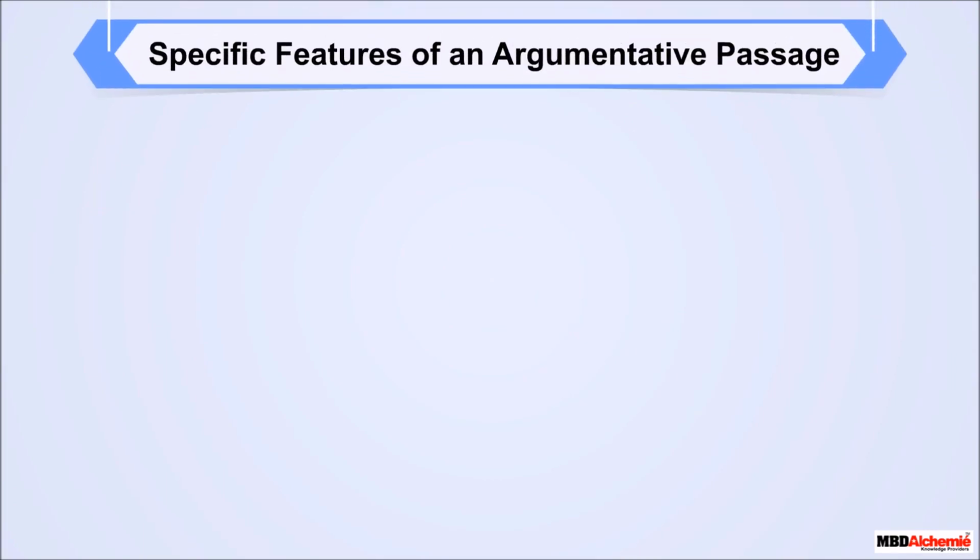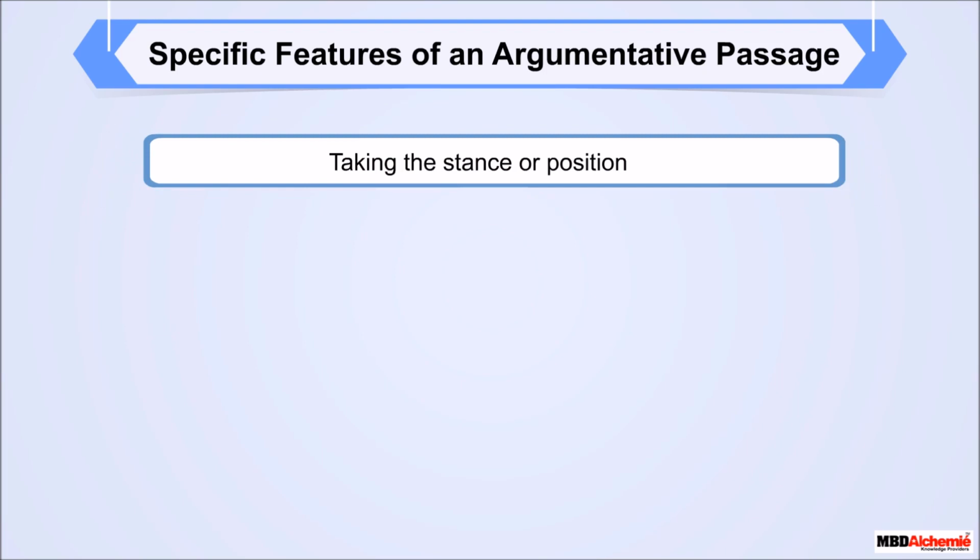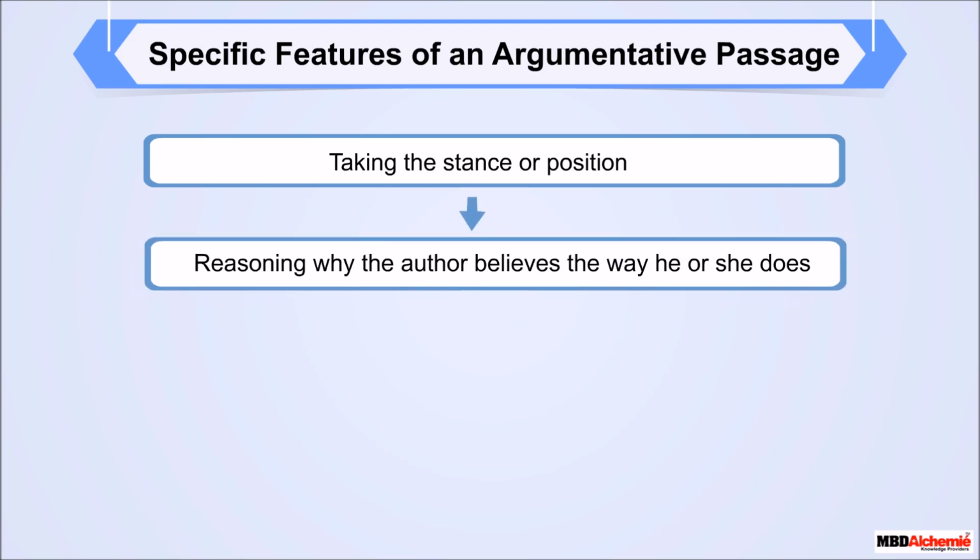Before we analyze an argumentative passage, let us first understand the specific features of an argumentative passage. The first and most important element of an argumentative passage is taking the stance or position, that is, stating which side the author is on. Merely stating one's position does not make one's writing very convincing. A good argumentative passage must include reasons why the author believes the way he or she does.